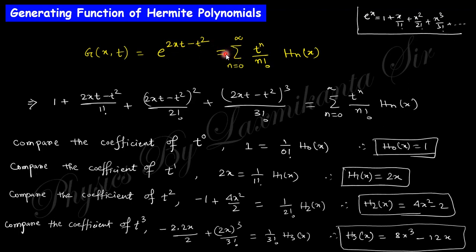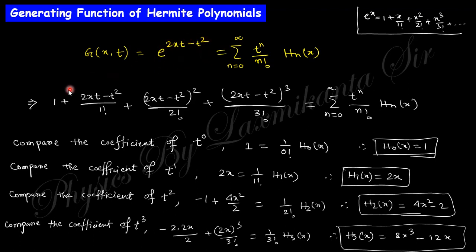In the case of the Legendre polynomial, we take xy. You can take xt, no problem. In the Bessel formula we also take xt, but in the Legendre polynomial we take xy. You can take this xt. So this is the generating function of the Hermite polynomial.